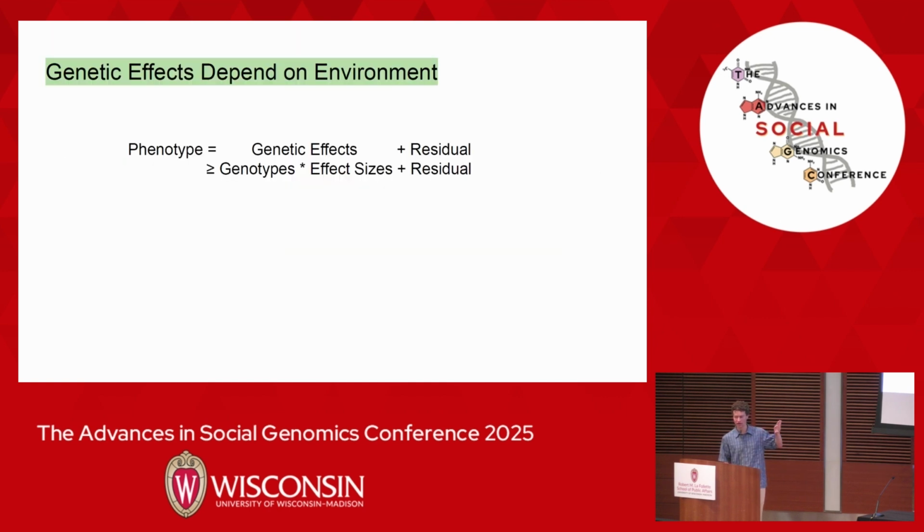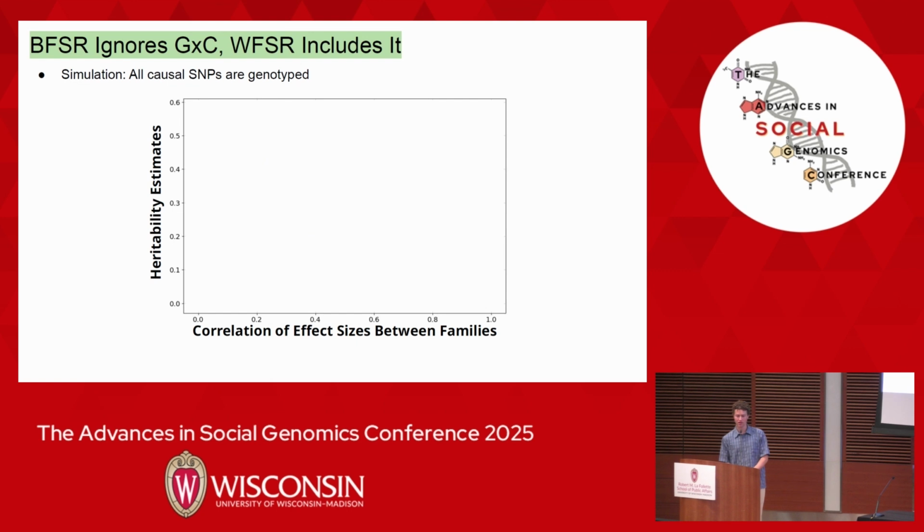Another way of looking at it is in that equation there, the genetic effects is the genotypes and the effect sizes, and those gene-environment interactions will change those effect sizes. Is the average effect size across the population, or is the average within a family? And just a graph illustrating that last point as well.